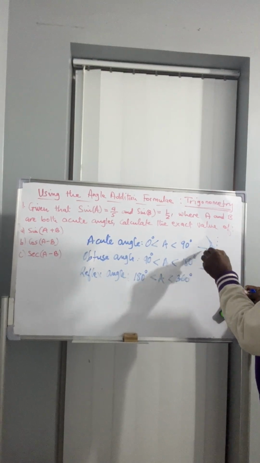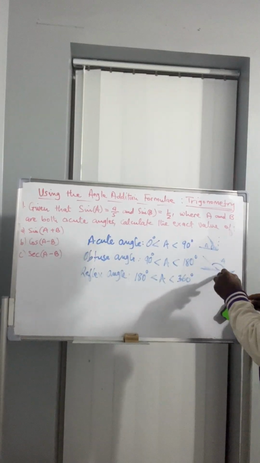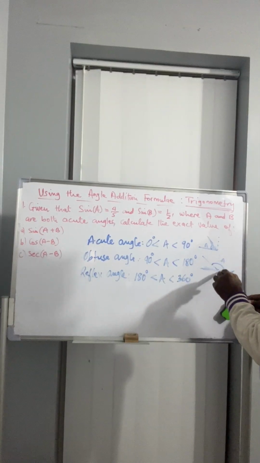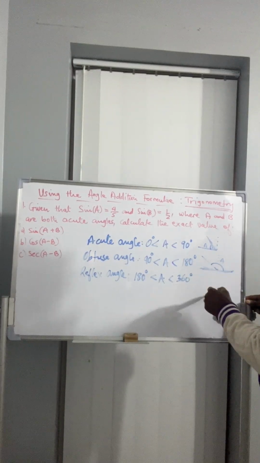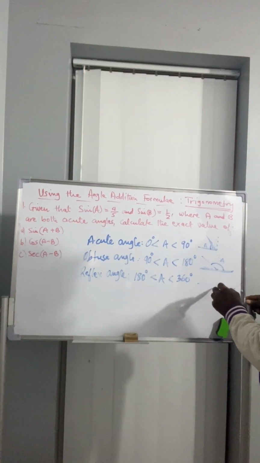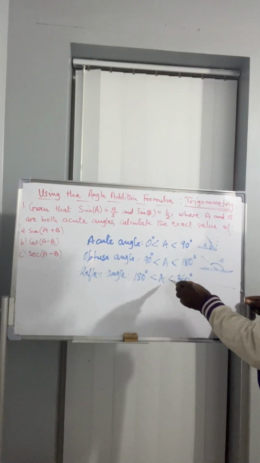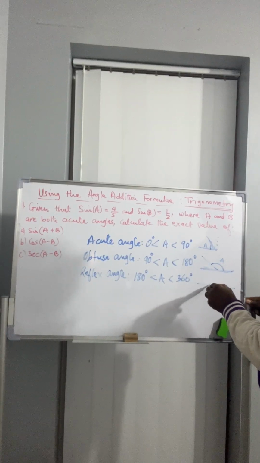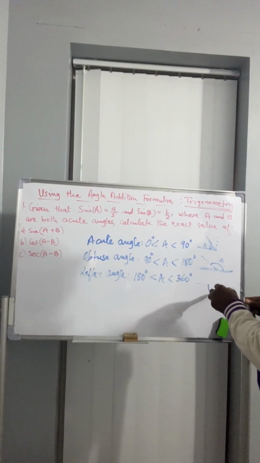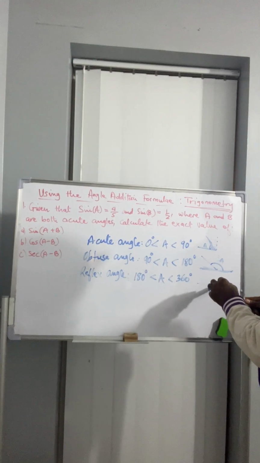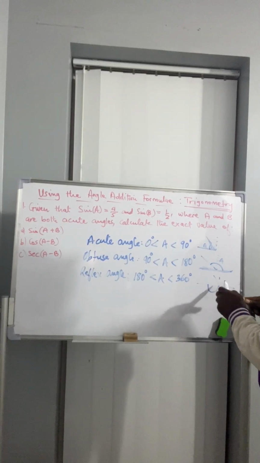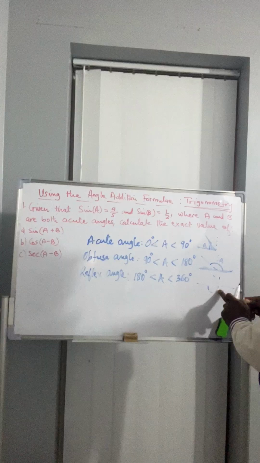So this is A here. It's greater than 90. 90 is here. Greater than 90, but less than 180. Straight line is 180. This one is 360. So we normally do it like this. It's greater than 180, but less than 360. Let me do it the vertical way.